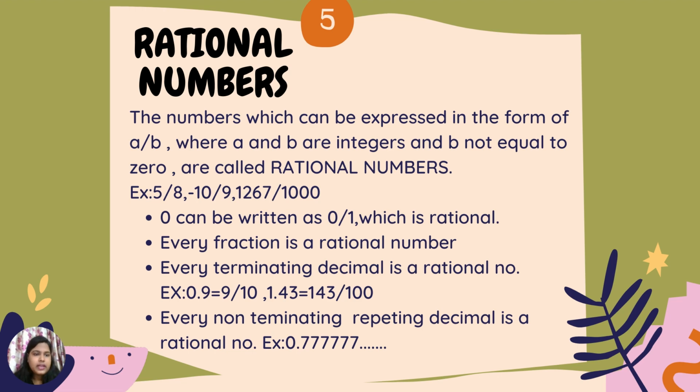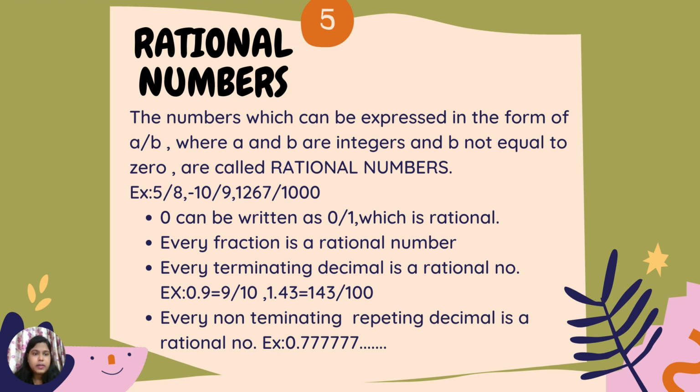Then next comes rational number. The number which can be expressed in the form of a by b, where a and b are integers, but b should always be not equal to 0, is called a rational number. For example, 5 by 8, minus 10 by 9. Some important points about rational numbers: 0 can be written as 0 by 1. We all know 0 is a rational number, right?